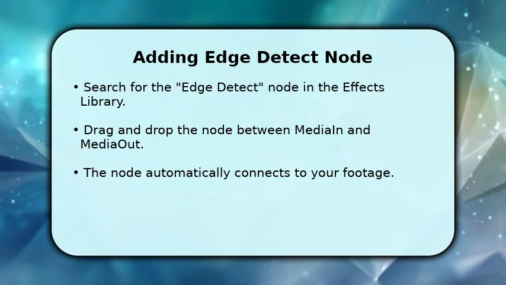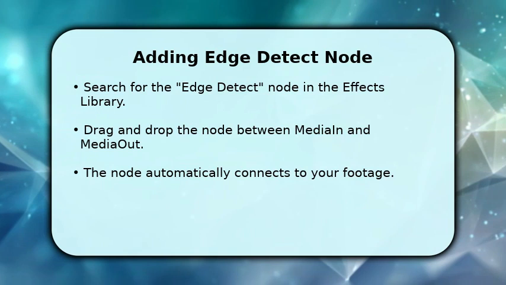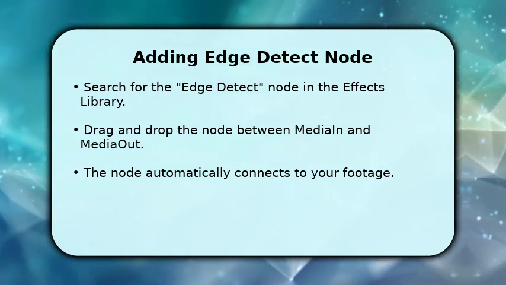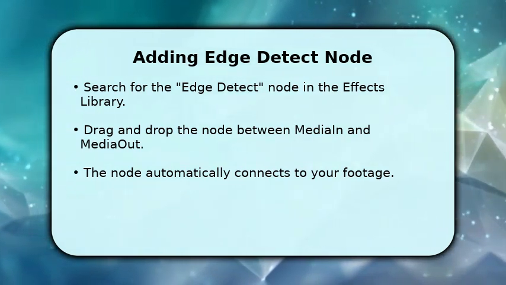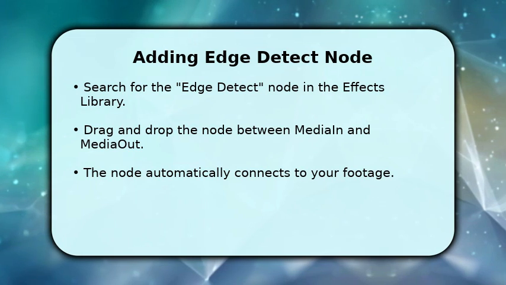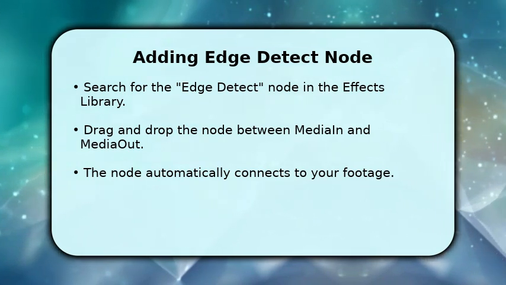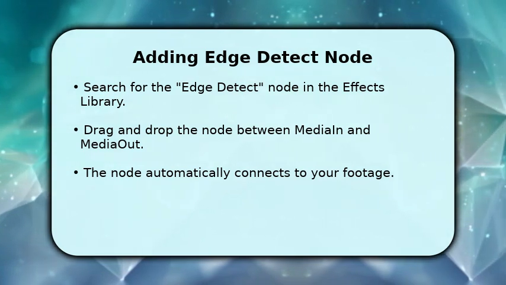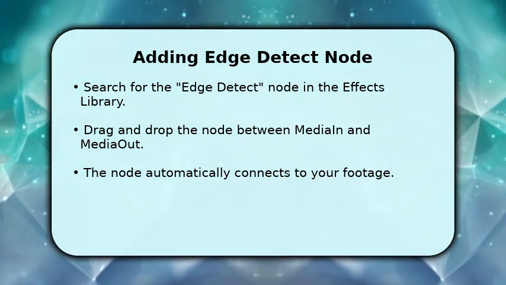Now that we are in the Fusion page, locate the effects library on the top left. In the search bar, type Edge Detect to quickly find the node. Drag this node directly onto the connection line between your Media In 1 and Media Out 1 nodes. It will automatically connect, instantly applying a default edge detection to your footage. This is the core step for achieving the effect.